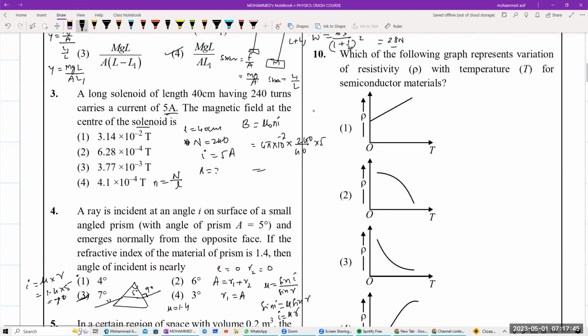Next one, the 10th one, is a theoretical question. I have already told this once or twice. Which of the following graphs represents the variation of resistivity with temperature for semiconductor materials? So resistivity of a semiconductor decreases with increase in temperature. But do you remember the formula for resistivity? Rho T is equal to rho naught into 1 plus alpha into the temperature difference. Resistance formula: RT is equal to R naught into 1 plus alpha into the temperature difference. Isn't it? So resistivity of a semiconductor decreases with increase of temperature exponentially. So the correct graph will be this one, the third one.